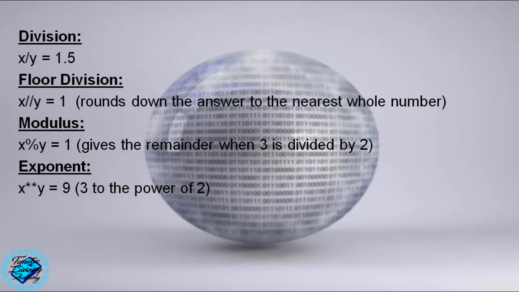Modulo, x modulo y equals 1. It gives the remainder when 3 is divided by 2. The remainder is 1. Exponent, x exponent y equals 9, which is 3 to the power of 2.